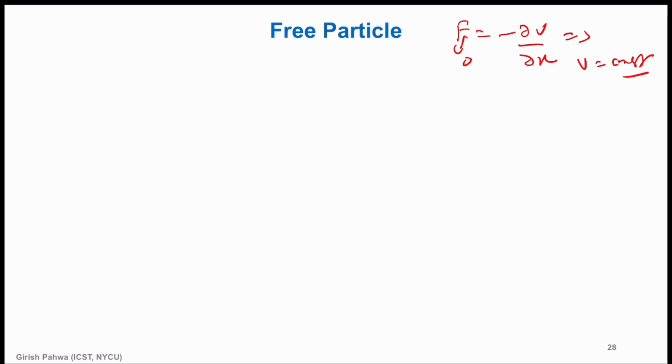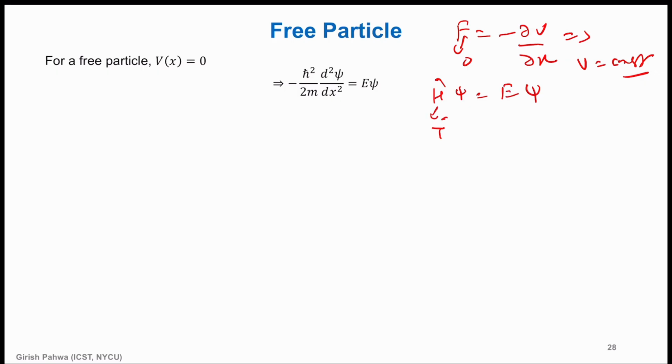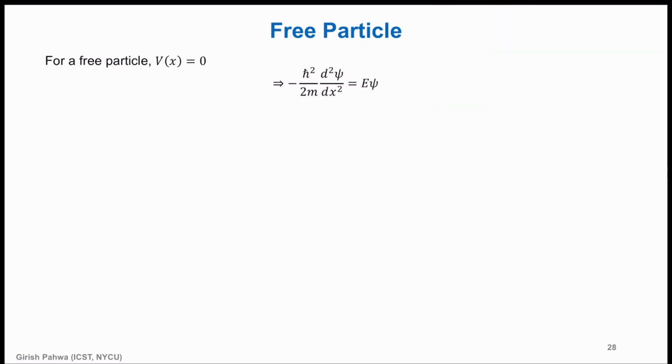So what's the first step I have? First step is the time independent Schrödinger equation. It will be minus h bar square by 2m, basically H cap psi equal to E psi, and H cap is kinetic energy plus potential energy. The potential is 0, so what you have is only the kinetic energy part, which is minus h bar square by 2m into d2 psi by dx square equal to E psi. So calculate the energy eigenfunctions. Small psi's are energy eigenfunctions basically. Can you solve this equation?